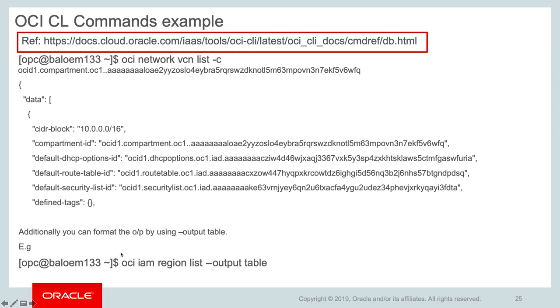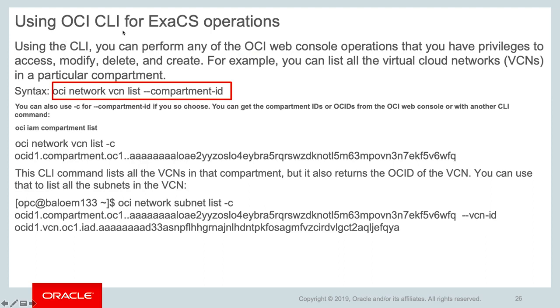You can format the outputs which come out of the command using --output table. I highly recommend you to look into the documentation reference for all the possible scenarios and more details. So here we see how we are using the CLI for operations, just continuing from before. You can perform any of the OCI web console operations that you have privilege to access, modify, delete, or create. For example, you can list all the VCNs in a particular compartment, and we've seen the example before.